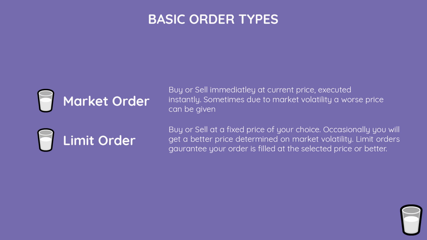The alternative is a limit order. So as said here, buy or sell at a fixed price of your choice. So that is determined by yourself and given a price at what you want to pay for it. So occasionally you will get a better price determined on market volatility. Limit orders guarantee your order is filled at the selected price or better.